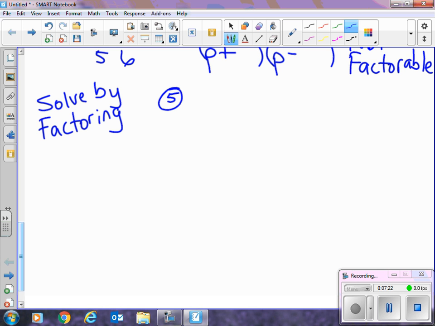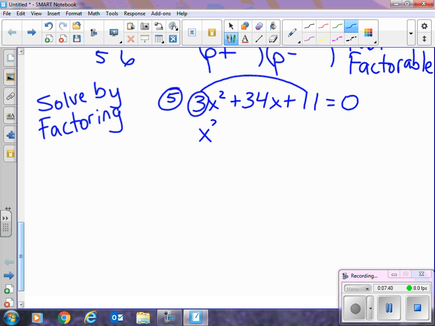So if we have 3x squared plus 34x plus 11 equals 0, it is already in standard form, so we don't have to worry about that. There is no GCF, so we don't have to worry about that. A is not 1, so we do have to take the leading coefficient and send it to the back. We have to slip it to the back. So now we've got x squared plus 34x, 3 times 11 is positive 33, equals 0. Okay, keep that equals 0 tagging along the whole way through until it's gone.